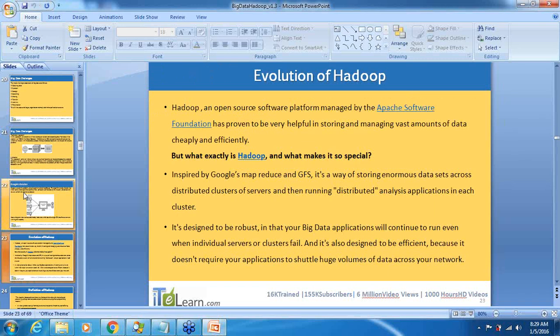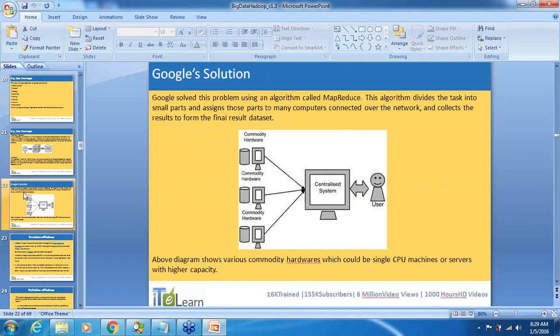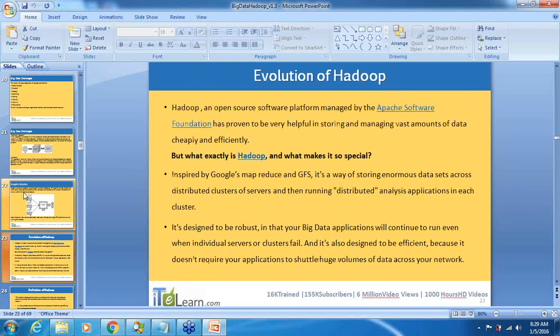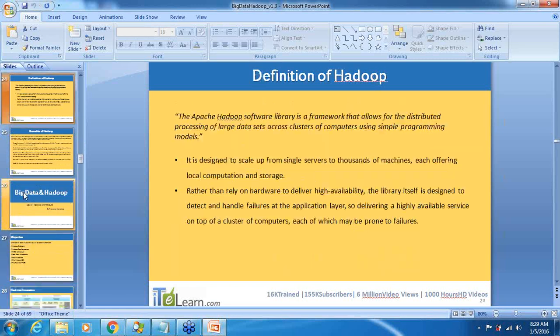So this is how the evolution started, and Google innovated the MapReduce algorithm. Based on those footsteps, a technology called Hadoop was innovated, and the Apache Foundation, an open source foundation, started this kind of analysis and created Hadoop. Hadoop is a technology that uses MapReduce as its backbone while processing any big data or while using any ecosystem related tools.